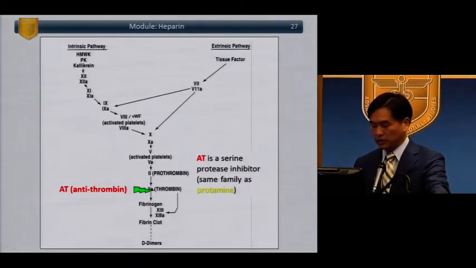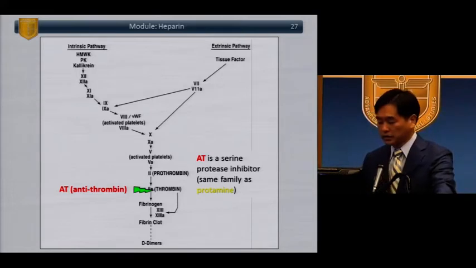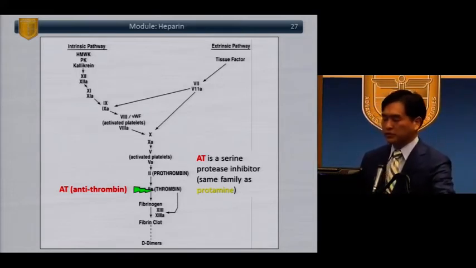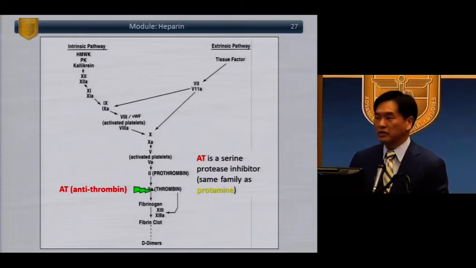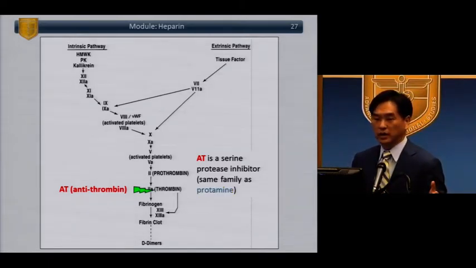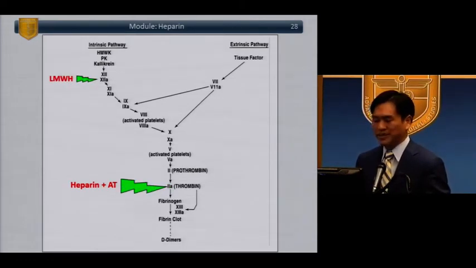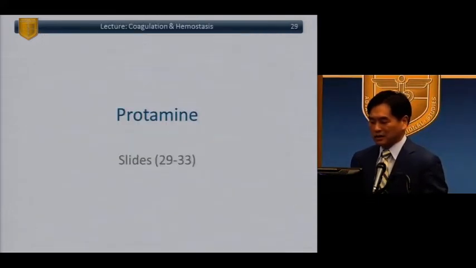I'm going to go back one slide. Antithrombin itself is a serine protease inhibitor. Those are words we're going to remember for later, mostly because serine protease inhibitors are a family of, I'm not going to say drugs, but say molecules, okay? That's going to come back later. Protamine is also in that family, which carries irony, such as we're going to irony right now.